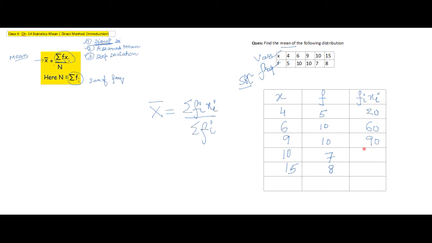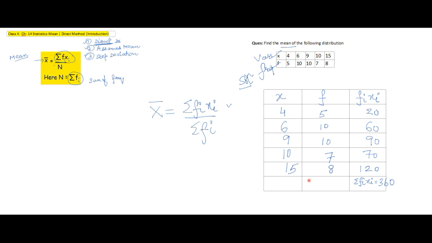But according to the formula, I have to find the sum. Sigma fi xi is this column, which means I have to add all these values. When you add, the sum comes out to be 360. So we are done with this value. Now we have to find sigma fi. What is sigma fi? We add all the values in this column, and sigma fi in this case comes out to be 40.